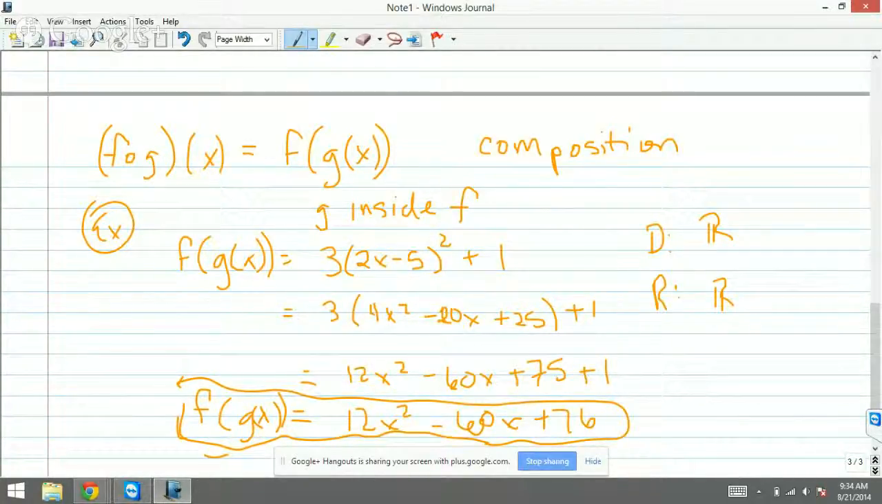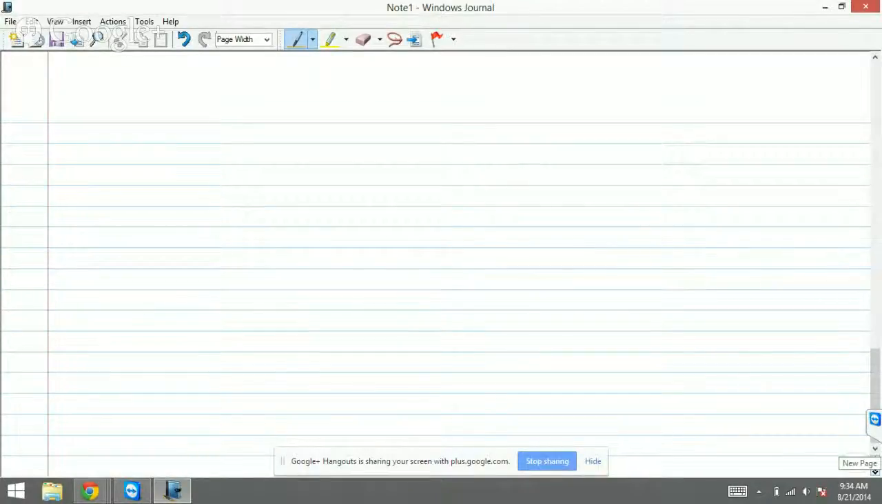If you need more guidance on domain and range, there's example 4 in your book. It's different than the one I just showed you. All right. Any questions? Okay, here it is. 1 through 7 odd.